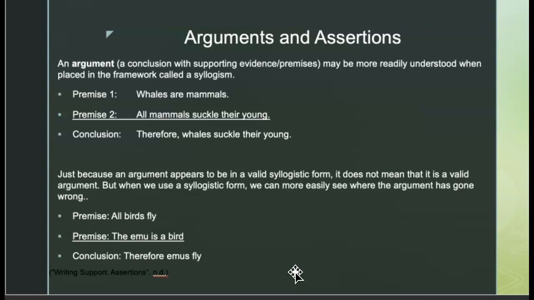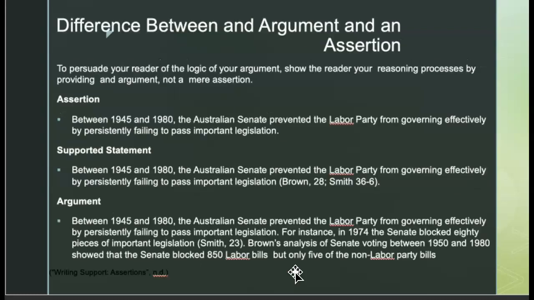But just because an argument appears to be valid does not mean it's valid because, again, it's not always true. You have to be careful about that. So, all birds fly. The emu is a bird, therefore the emu flies. Emus don't actually fly. So you can see how you can make these mistakes. The important thing is to understand the difference between an argument and an assertion.